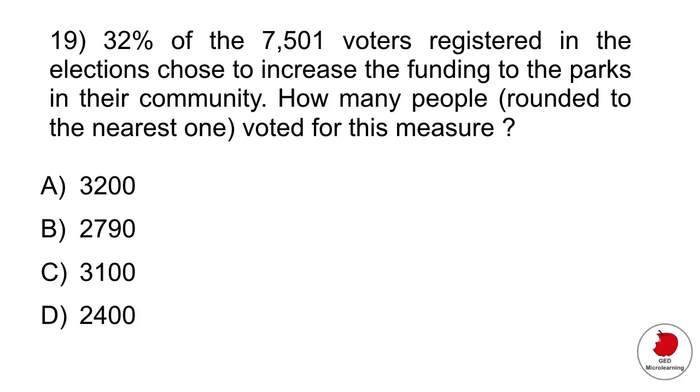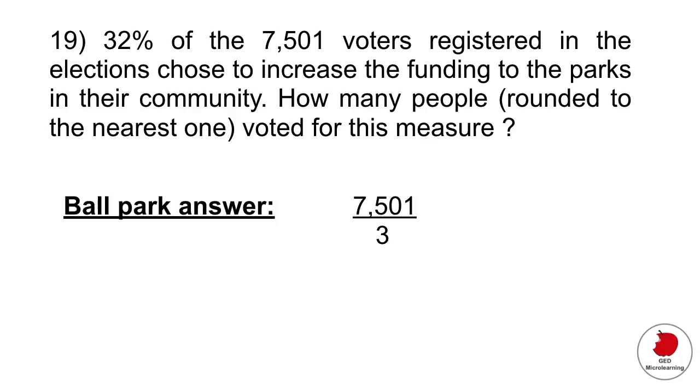All right, so it says 32% of the 7,501 voters registered in the election chose to increase the funding to the parks in their community. How many people, rounded to the nearest one, voted for this measure? All right, so something that I always like to do is find a ballpark number, okay? So that gives you an idea of what sort of number you're looking for in your answer. So 32% of anything, that's like a third, right? So if you take that number of voters and divide it by 3, it's going to give you around 2,500, okay? So your answer is more or less going to be around that number.